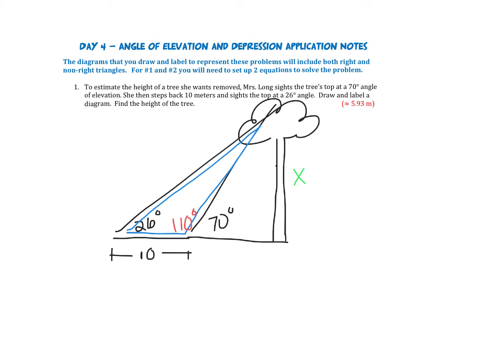Then the next thing I noticed that I could get is the top angle of this blue triangle. In all triangles, the angles have to add up to 180. So this angle up here is 44 degrees.